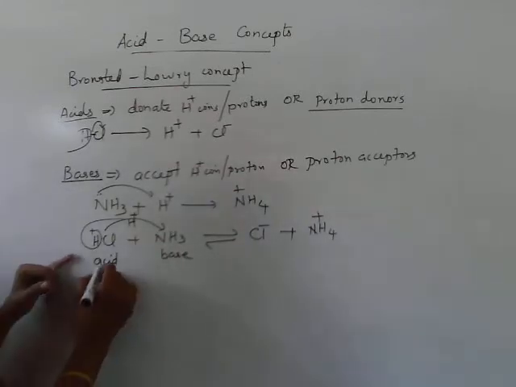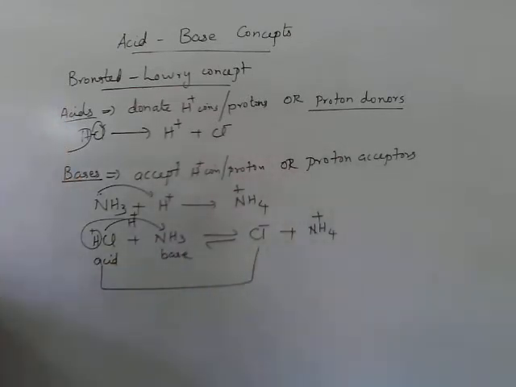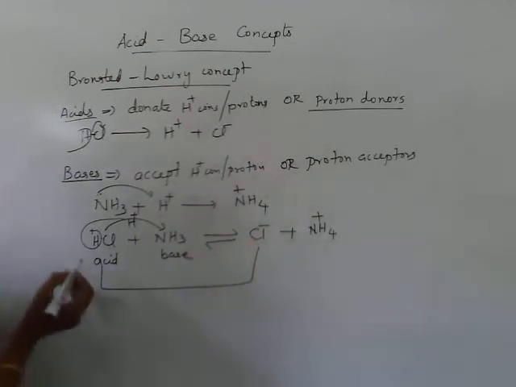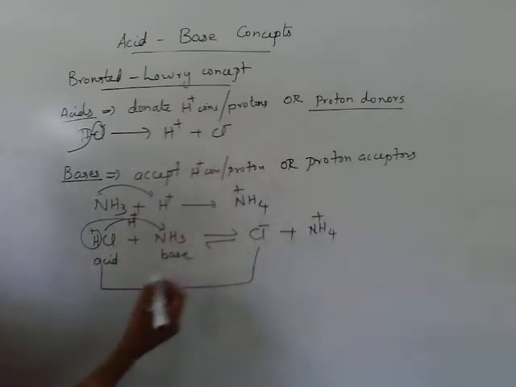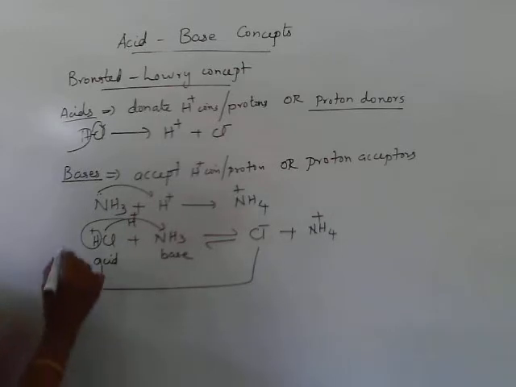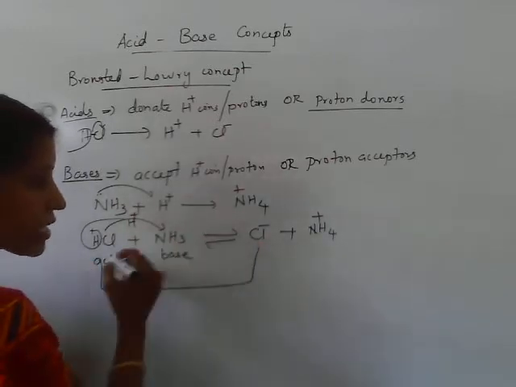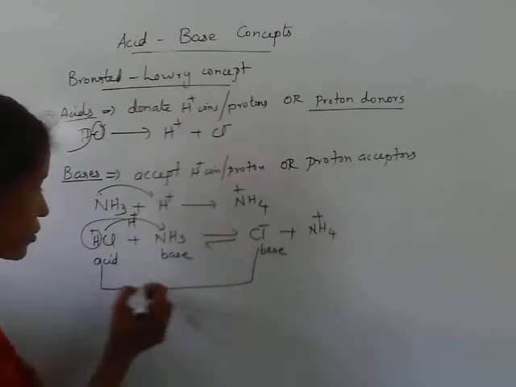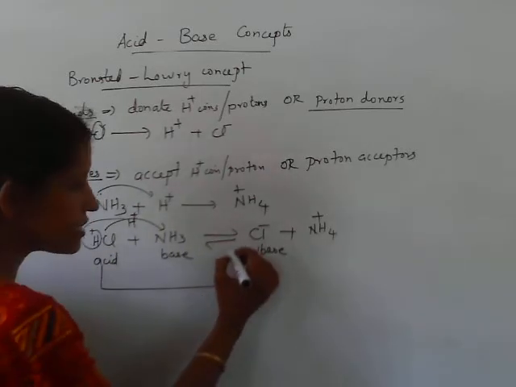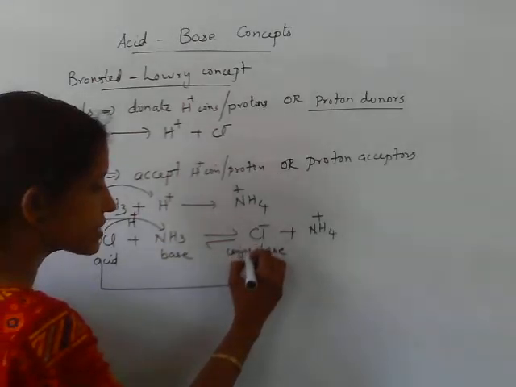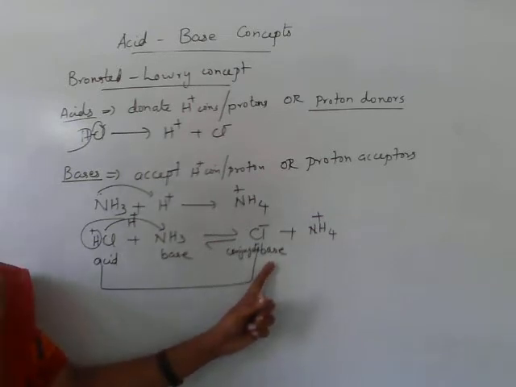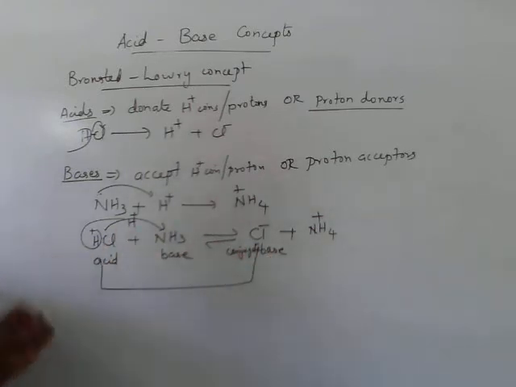Now when we consider HCl and chloride ion, in the backward reaction, chloride changes back to HCl. Chloride is converted to HCl. That means in the backward reaction, chloride is a proton acceptor, right? So in the backward reaction, chloride is a base because it accepts a proton and forms HCl. This is called conjugate base. Chloride is the conjugate base of the acid HCl.